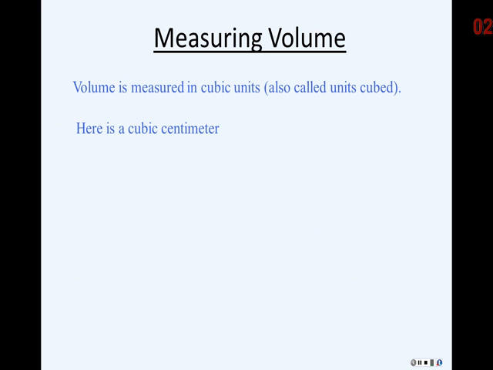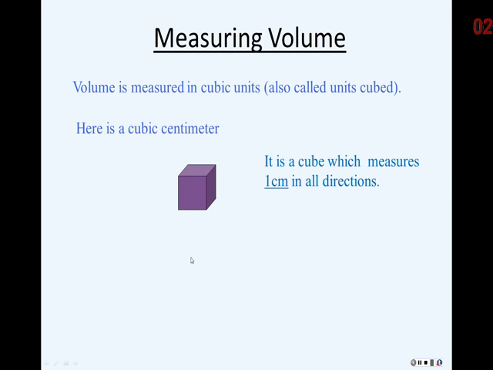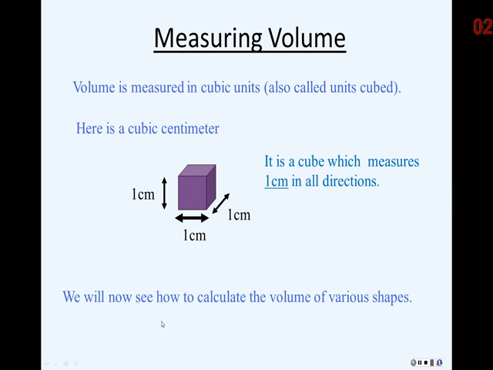So here is a cubic centimeter. A cubic centimeter is 1 centimeter all the way around. So your length is 1 centimeter, your width is 1 centimeter, and your height is 1 centimeter. So we will now see how to calculate the volume of various shapes.